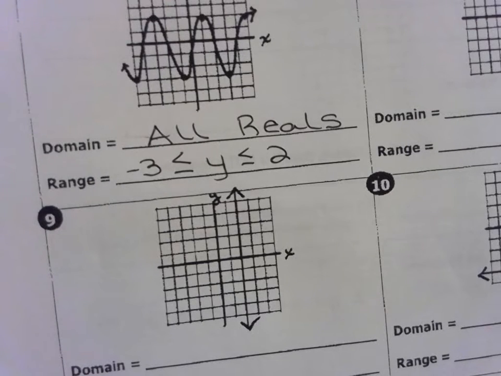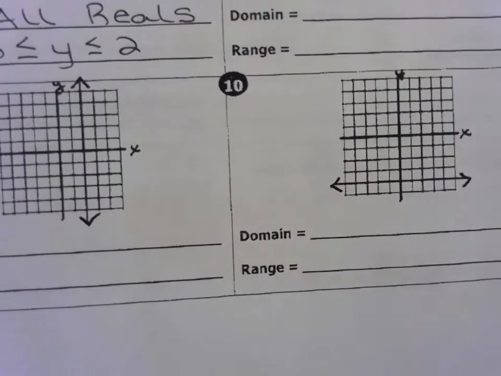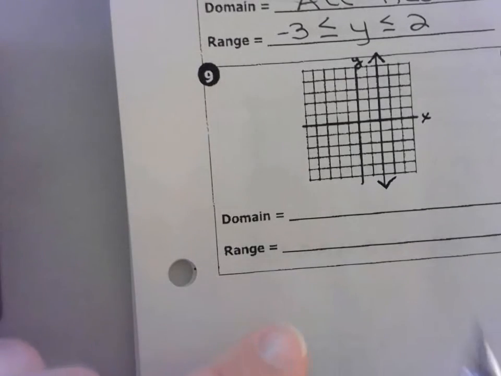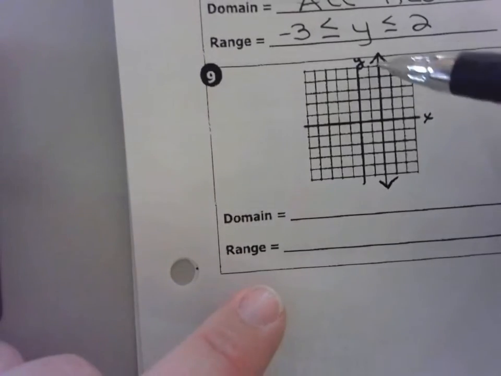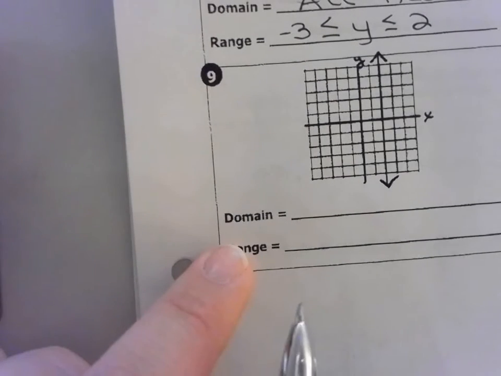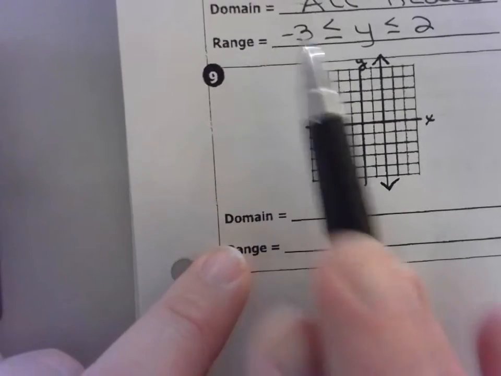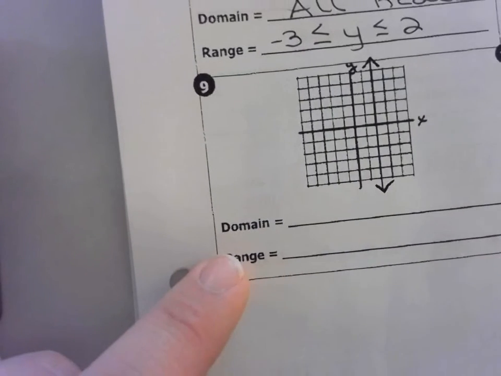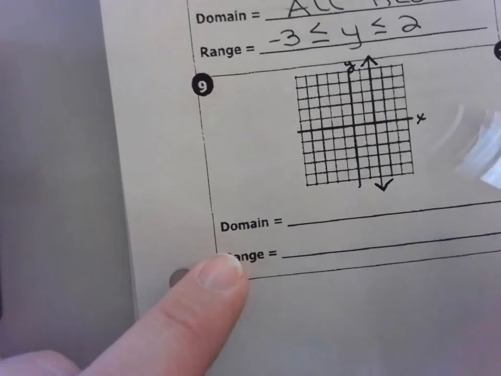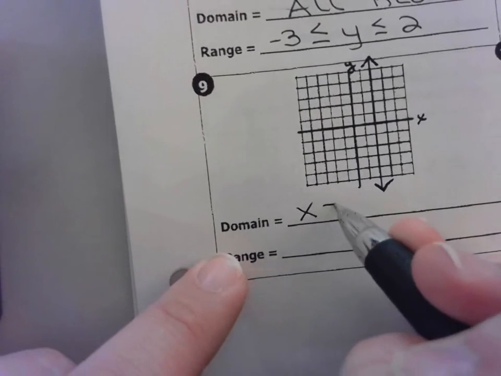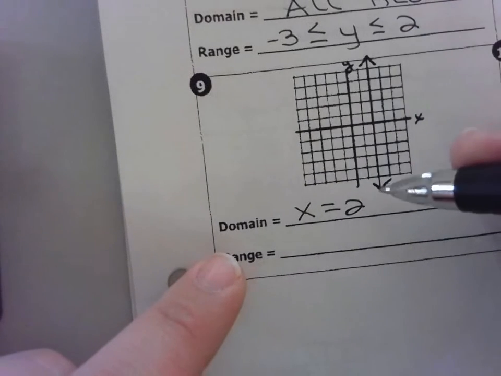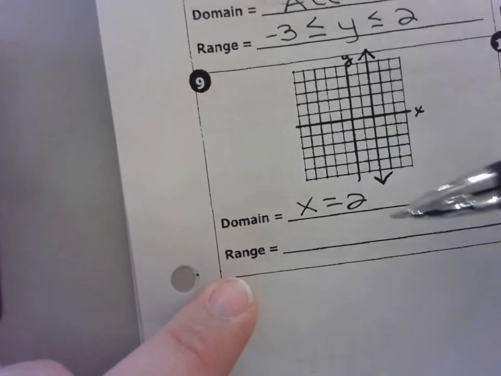Actually, let's look at 9. My domain: first of all, I notice this is a vertical line up and down. What is my domain? I scan from left to right. What's my only x value? 2. X is always 2. It's a vertical line, so no matter what point you choose on here, my x value will always be 2. What's my range? Start from the bottom, go up.